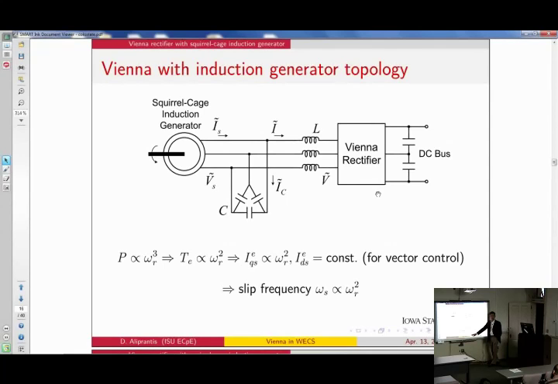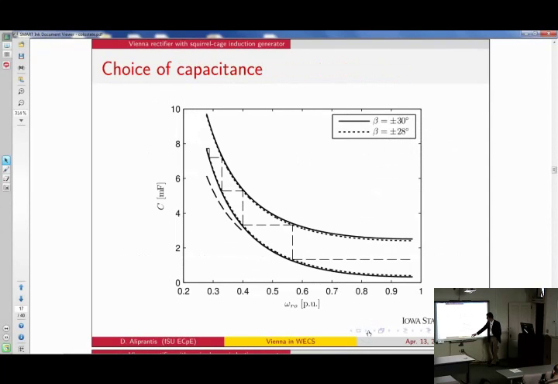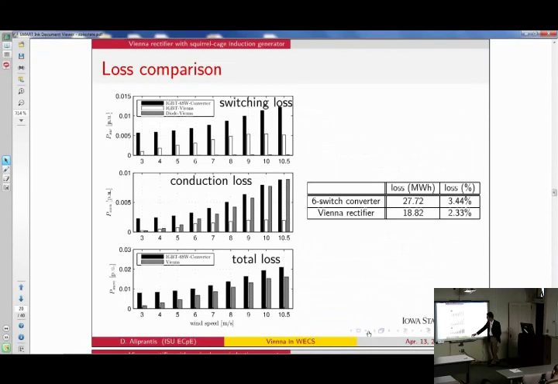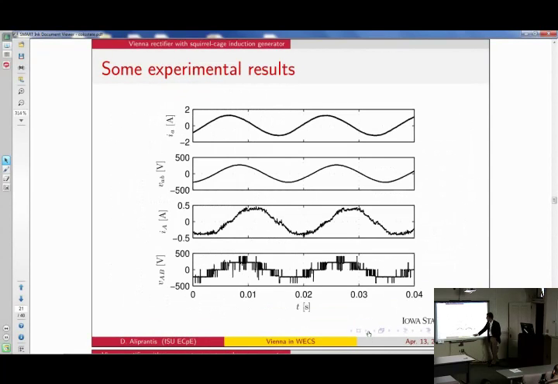Any other questions? I will move on to the other one, which is more interesting because it uses a permanent magnet generator, which is more typically used in wind turbines. And before I do that, I'll show you the experimental results, which are interesting for the induction generator.